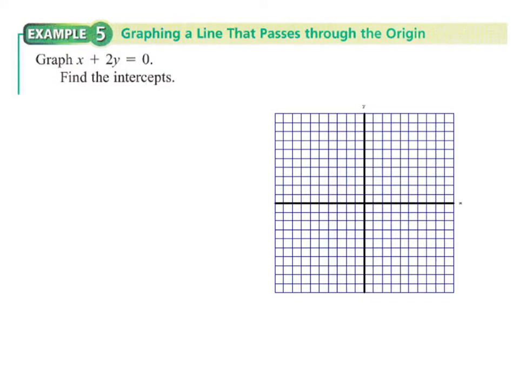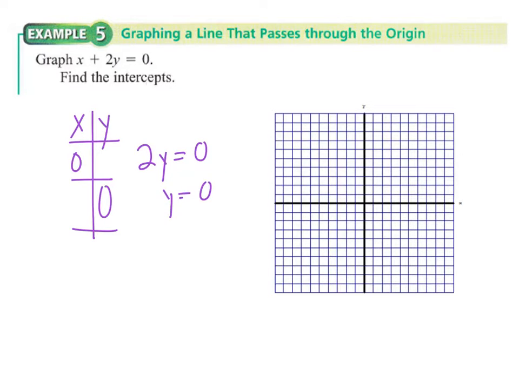Here we're going to take a look at how finding the intercepts can sometimes not be enough. If we make a table for this, they want us to find the x and y-intercepts, plug a 0 in for x and a 0 in for y. Well, the problem is if I have x equals 0, then we get 2 times y equals 0. Divide by 2, we find that y is also 0. So when x is 0, y is 0.